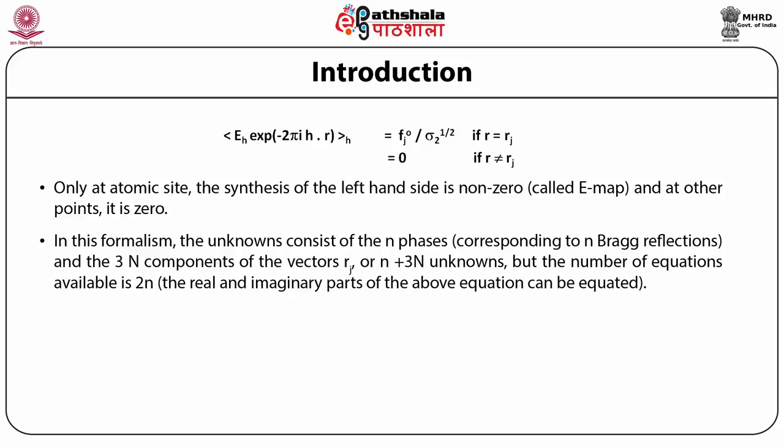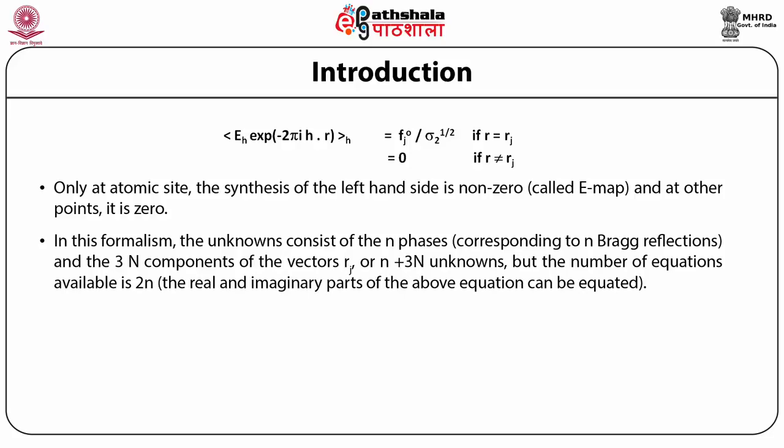That is, capital N is 100, so 3 into N will be 300. Plus the number of reflections, 500, gives 800. So 800 are the unknowns, but you have 1000 equations with you. So the first problem, by using the above procedure, is solvable in principle.